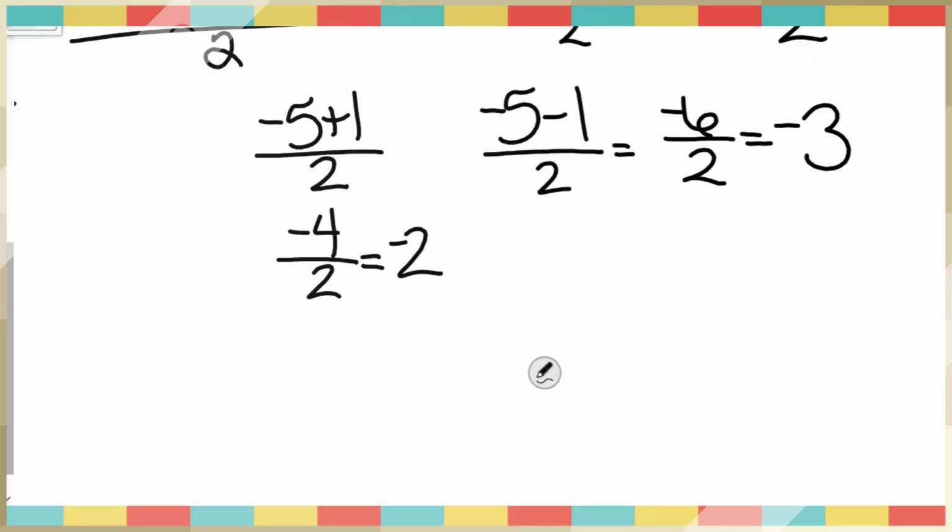So our two factors, or our two zeros actually, of this quadratic equation are negative 2 and negative 3.